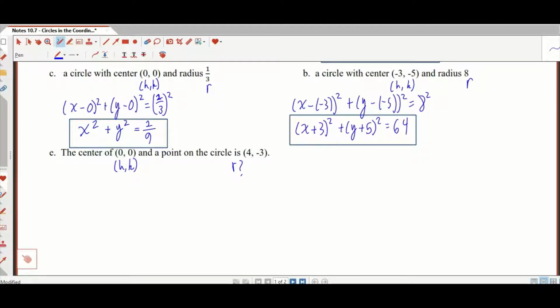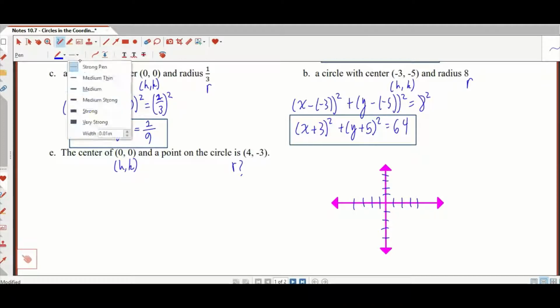Well, think of it like this. If you had a coordinate plane, I'm going to draw a really quick one over yonder. That's not what I wanted. There you go. Let's see here. 1, 2, 3, 4. 1, 2, 3, 4. So 4 comma negative 3.